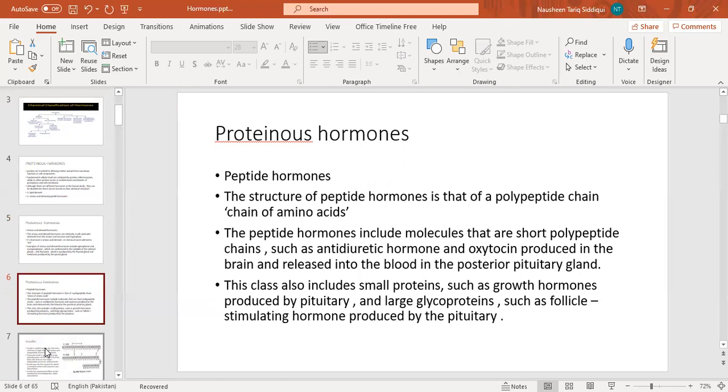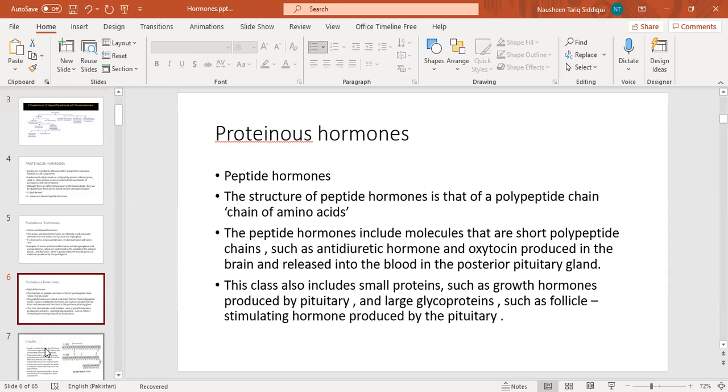The peptide hormones include molecules that are short polypeptide chains, such as antidiuretic hormone and oxytocin, produced in the brain and released into the blood from the posterior pituitary gland. What do peptide hormones include? They are short polypeptide chains, like antidiuretic hormone, which is vasopressin, and oxytocin, which is produced in the brain and comes into the blood through the pituitary gland.